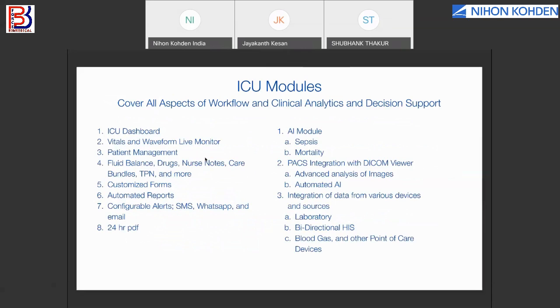ICU modules, it should cover all aspects of clinical workflow. See, any application that you talk about, unless it is comprehensive and it makes sure that it solves not just one or two pain points of the doctors or the hospitals, it should be in a position to solve multiple pain points. And that means it should be comprehensive. It should have multiple features, as I discussed before.